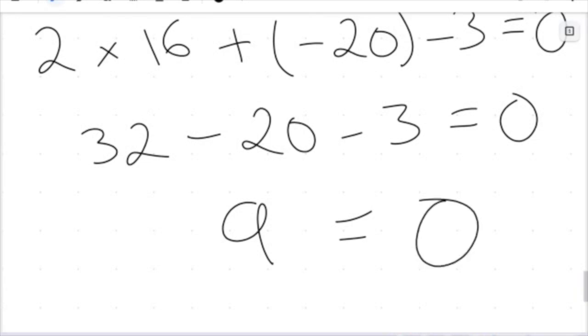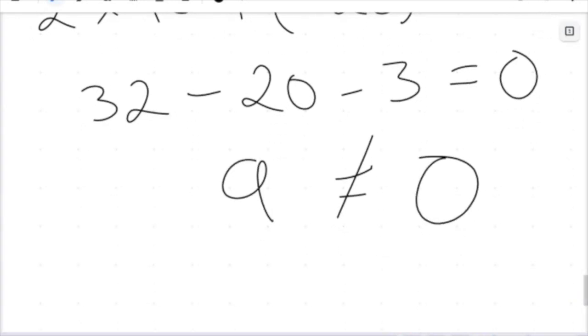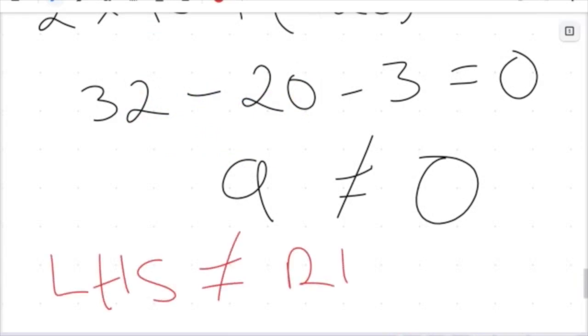Now does 9 equal 0? No. So the left-hand side does not equal the right-hand side. So x equals minus 4 is not a solution to this equation. And we can always check solutions from way back when we first looked at equations. We can check solutions by seeing if, when we put it back in, the left-hand side equals the right-hand side. Now in this case, it doesn't.